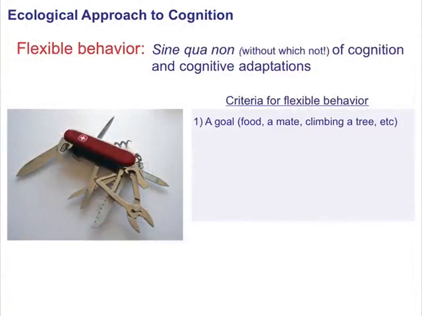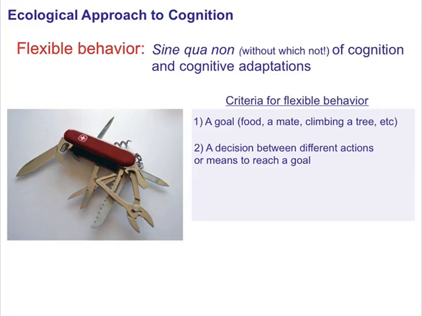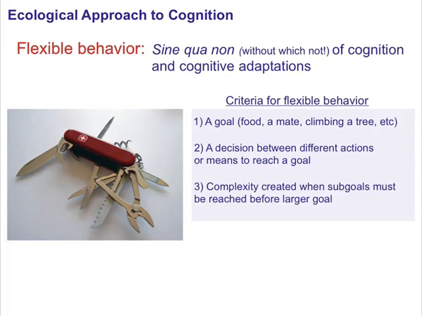But here's how we think about flexible behavior. If you really pushed me and made me define it, flexible behavior requires a goal that you are trying to acquire: food or a mate, or you want to climb a tree, etc. And there's a decision between different actions or means to reach your goal. I could take this path, or I could take that path. I could climb that tree, or I could go dig a hole under the tree. And that decision has to be made to potentially accomplish your goal.